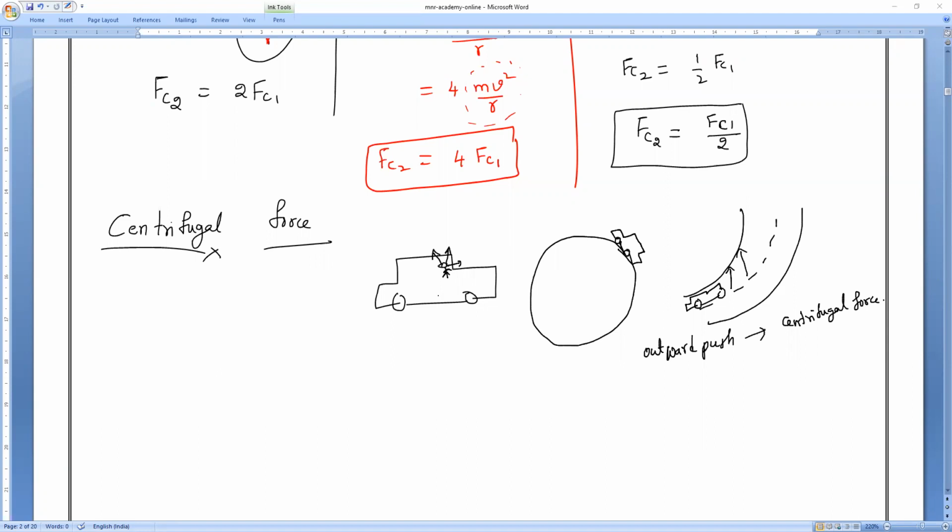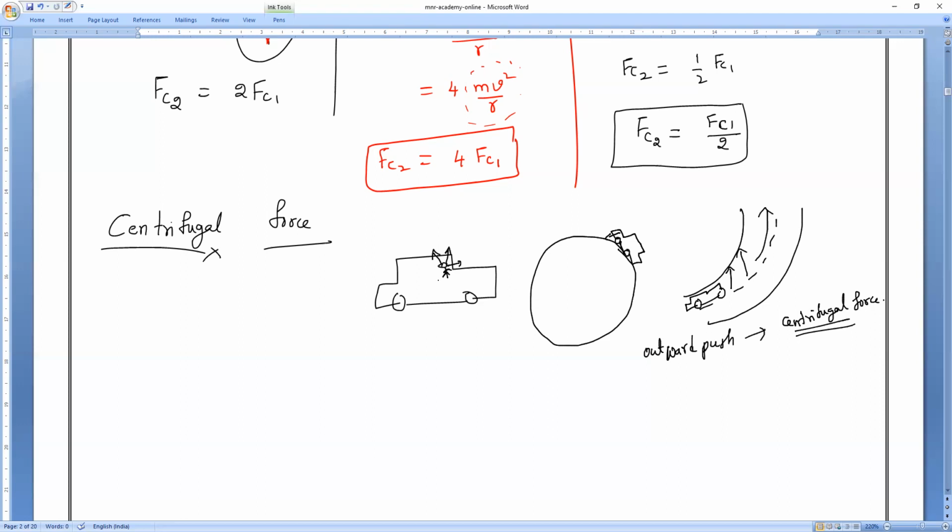When you are traveling in a car, suddenly your father will take a turn, a U-turn. Or when you are traveling in a circle, you can see that always the person will move away. He is trying to fall away from his position, he is pushing outside. That force which makes him push, we used to call as what force, everybody? We used to call it centrifugal force.